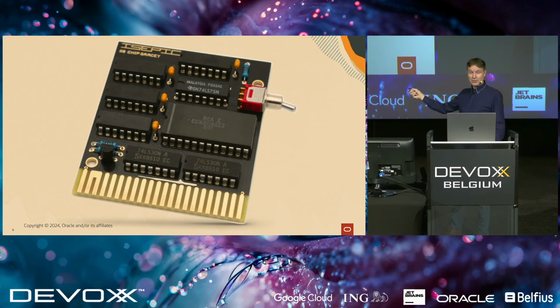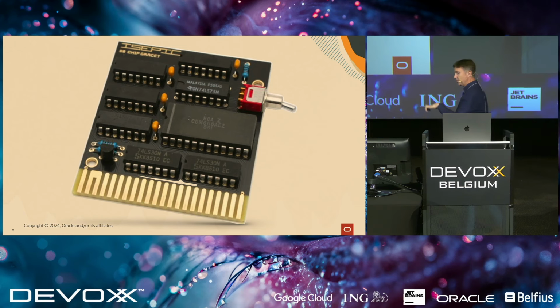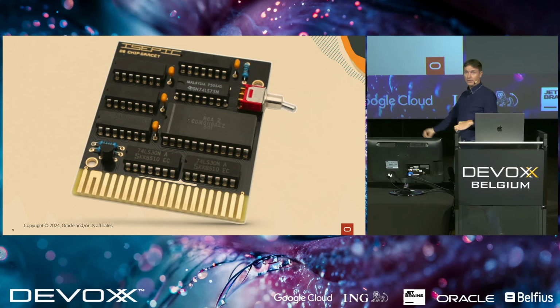And eventually this guy turned up. It's called the ice pick. And what you do is that you turn this cartridge into the expansion port of a Commodore 64.